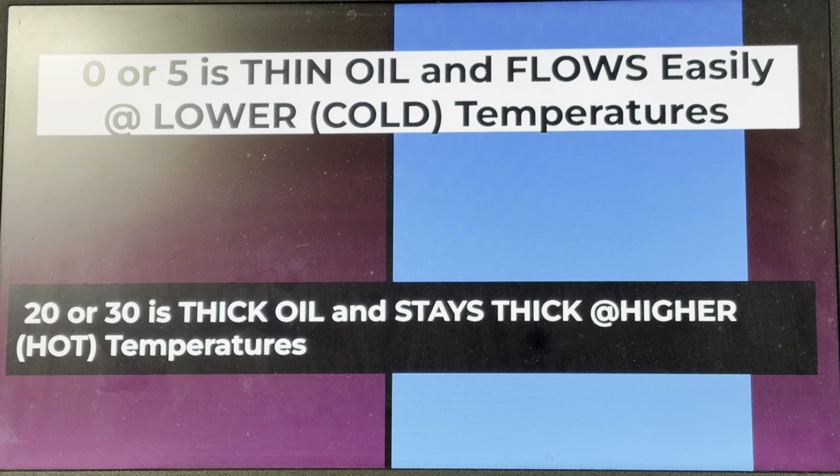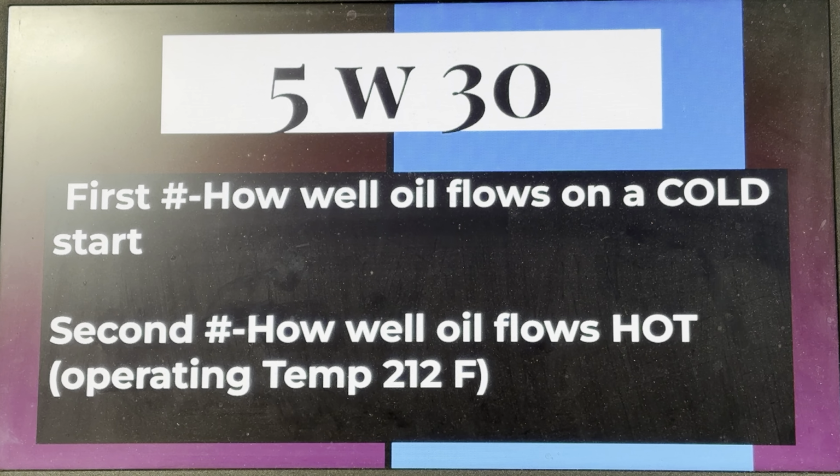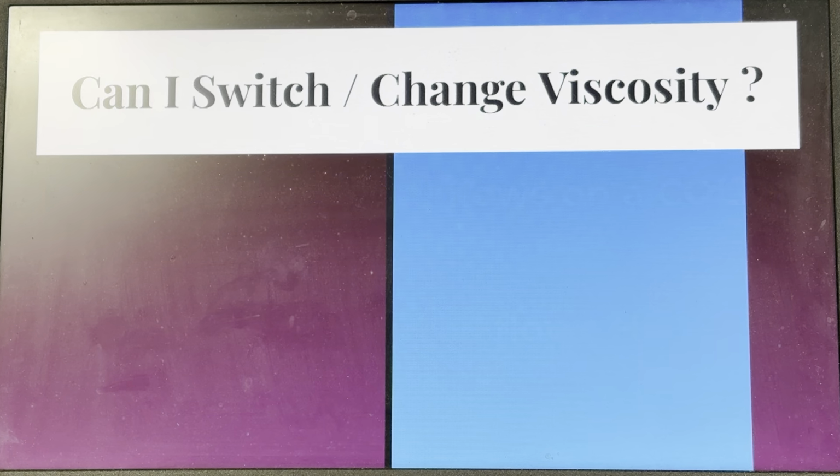So let's do an example. A 5W30 is a multi-grade oil. It's part 5 oil, part 30 oil. The first number is how well the oil flows on a cold start. W, winter, first half of the number. The second number is how well the oil flows when the engine's at operating temperature, which is approximately 212 degrees.